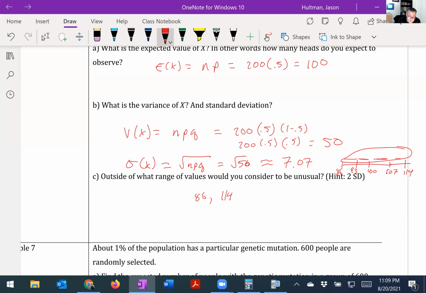So anything outside of this range would be an unusual value.